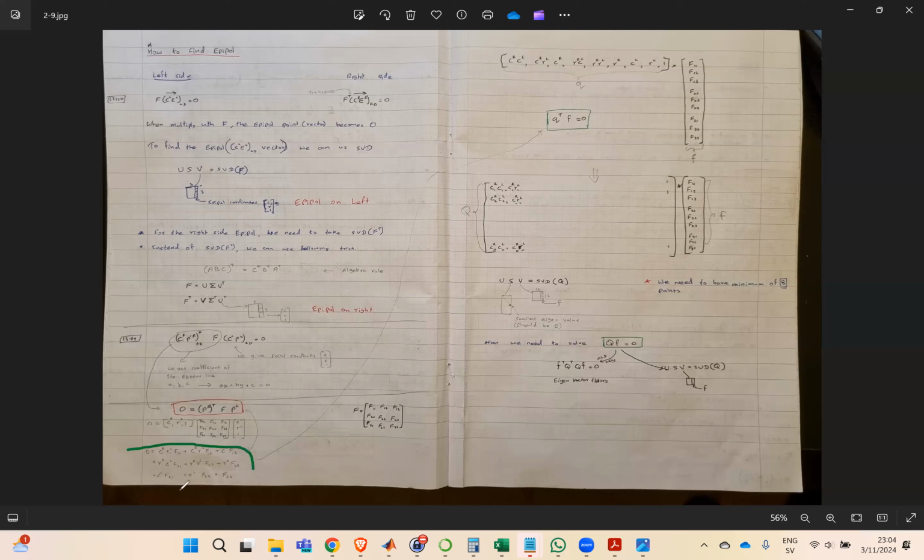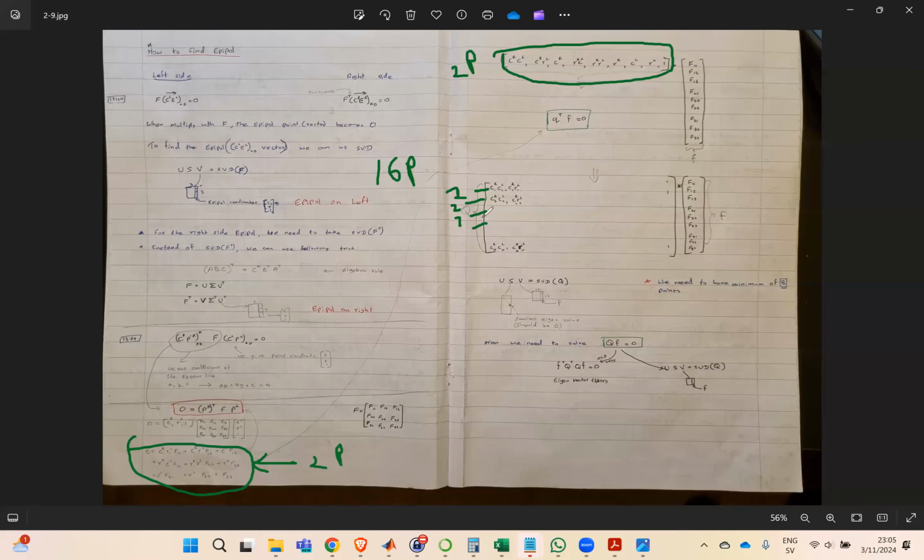You have one equation. This is for 2 points, and this Q is for 2 points. To solve this equation, we need to write this for 16 points. So this is the first 2 points, and this is for another 2 points, and another 2 points. Like this, we can create a big Q matrix by stacking all the points. That is how we create the Q matrix.